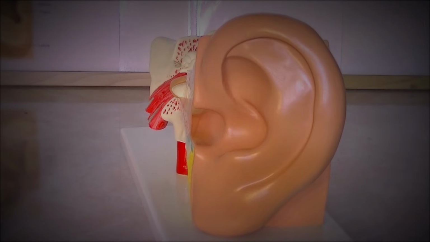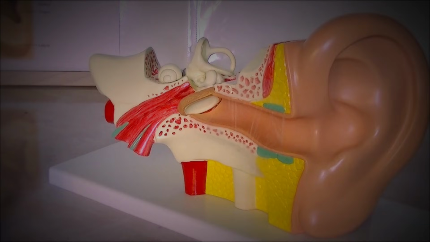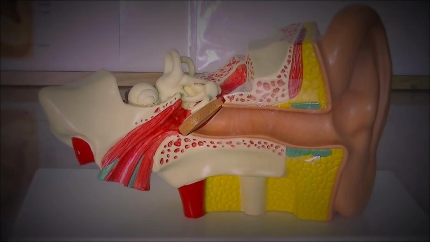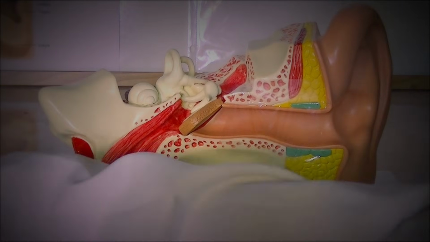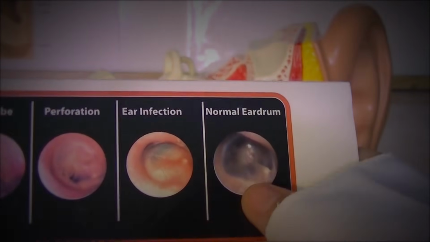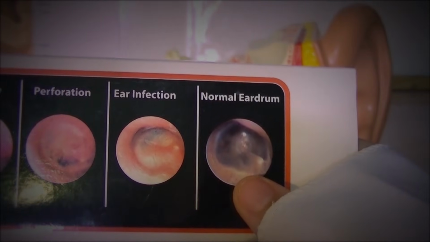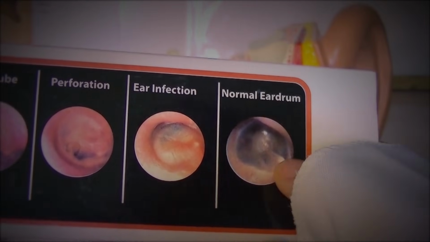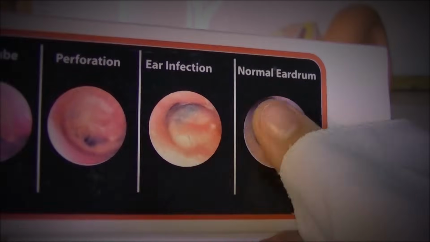And if I turn it back for you, over here is the tympanic membrane, which is your eardrum. Let me show you what a healthy eardrum looks like. So right here, that's what a normal eardrum should look like. You can see the opacity. It sort of looks like a little seashell. Nice and clear and even.